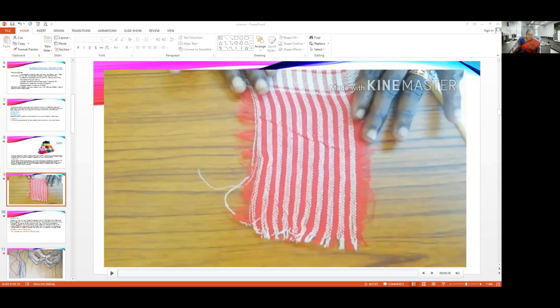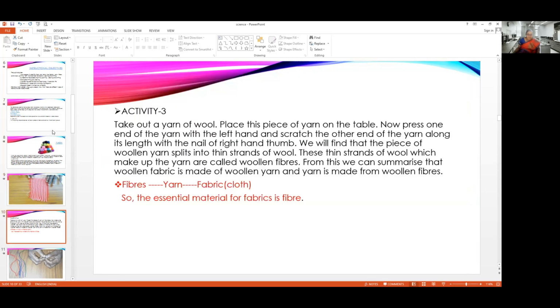Coming to the next slide. Take out a yarn of wool. Place this piece of yarn on the table. Now press one end of the yarn with the left hand and scratch the other end of the yarn along with the length of the nail of the right hand thumb. We will find that the piece of woolen yarn splits into thin strands of wool. Those very minute threads of yarn are called fibers. Fiber is converted into yarn. Many fibers combine together to form a yarn, then many yarns together form a fabric. That is what we call cloth.